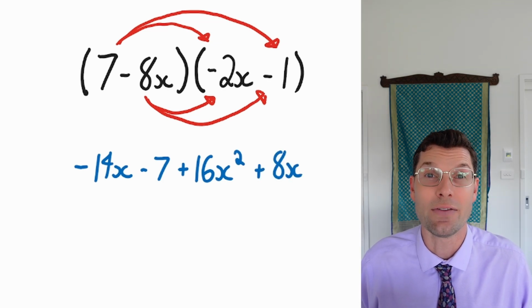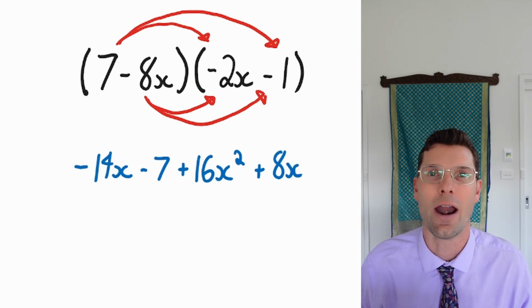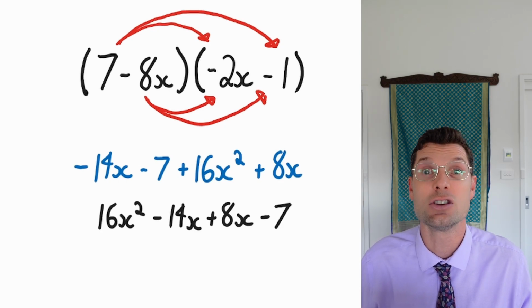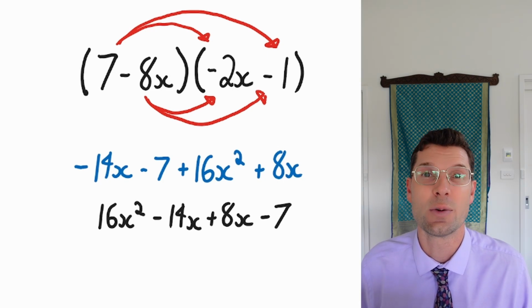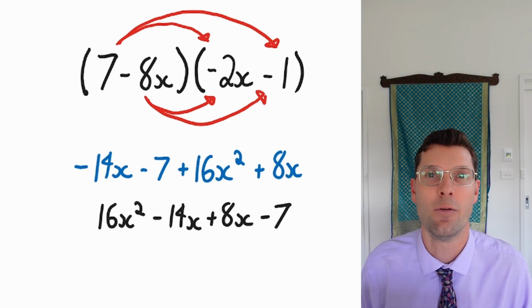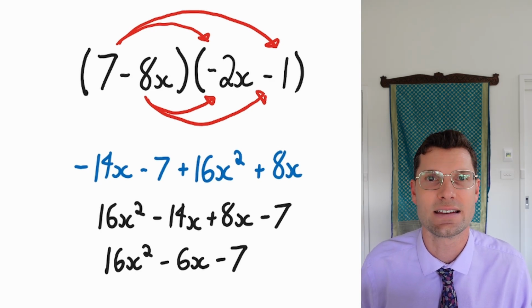The way that we like to write these ones out is with the x squared term first. So even though we've got this line of writing in blue, we're going to rewrite it so we can collect our like terms with the x squared term first. Once we collect those two x terms, the negative 14x and the plus 8x, we're left with 16x squared minus 6x minus 7, and that's our full mark.